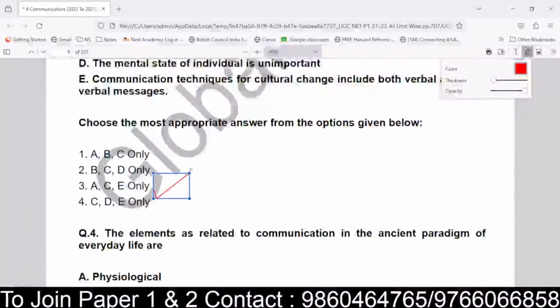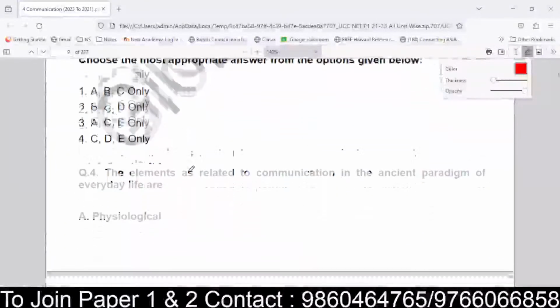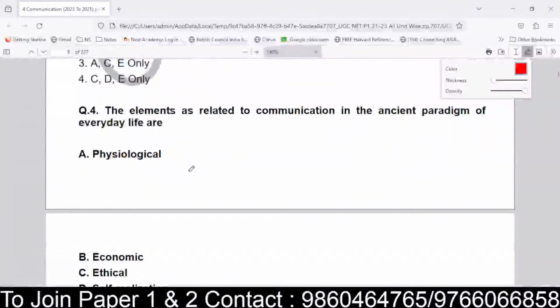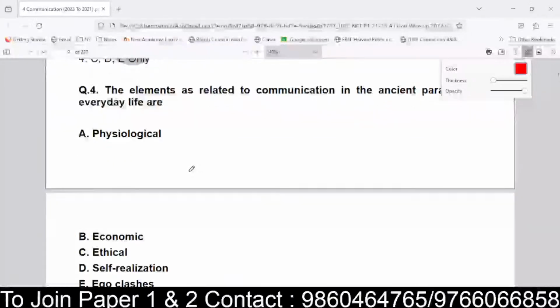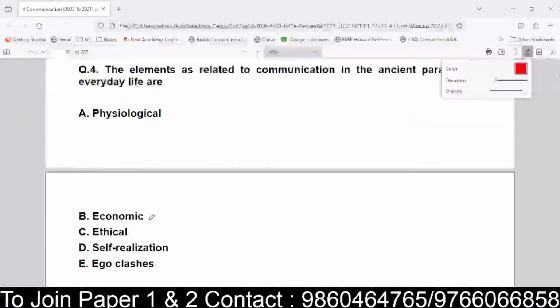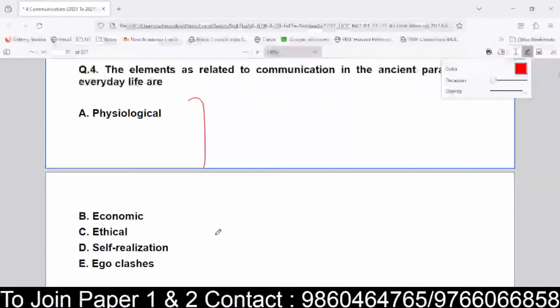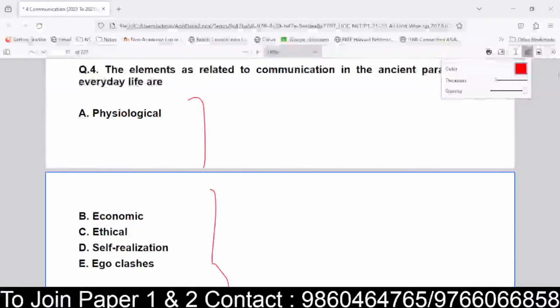Okay. Now let's go to question number 4. The elements which are related to communication in the ancient paradigm, that is, the pattern of everyday life. Is it psychological? Is it physiological? Is it economic, ethical, self-realization, or ego clashes? So which are the statements related to the ancient pattern of lifestyle? Yes, everyone.